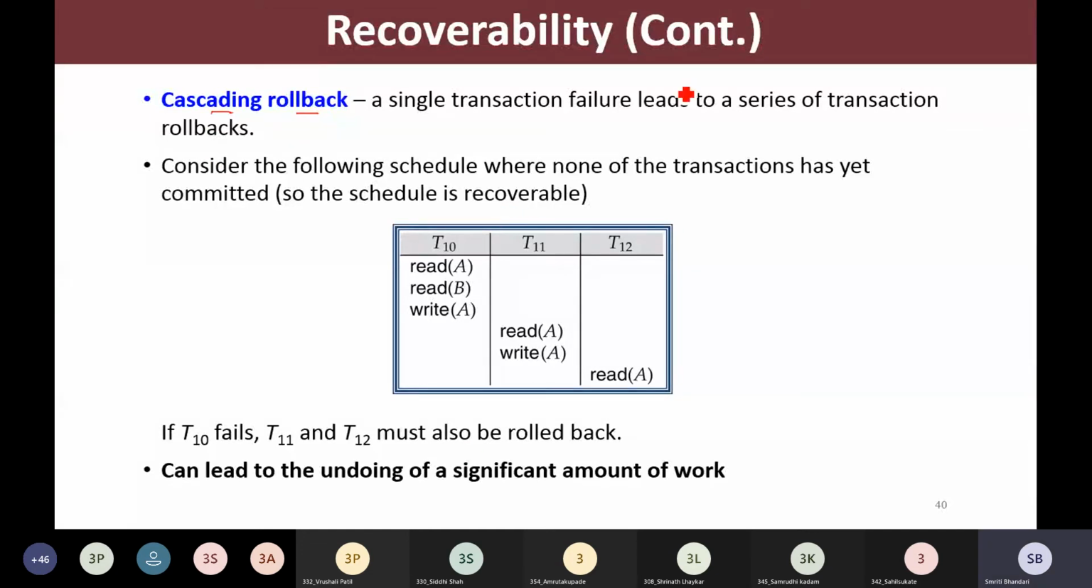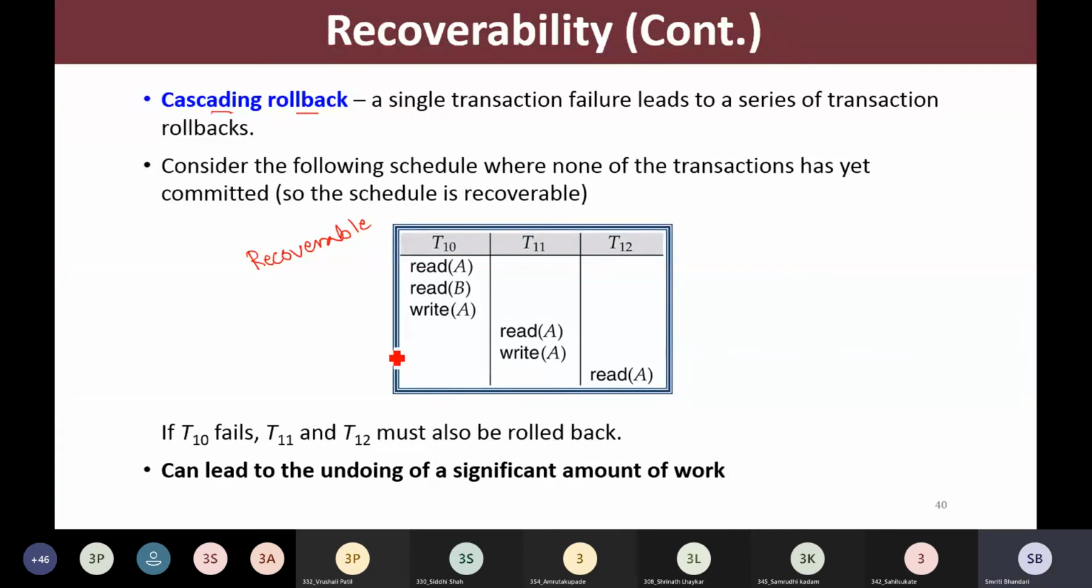Sometimes a single transaction failure leads to a series of transaction rollbacks. What do we mean by that? Let us assume we have this schedule wherein three transactions are participating, T10, T11 and T12. In this particular schedule, none of the transactions are committed yet, so we may say that this is a recoverable schedule.